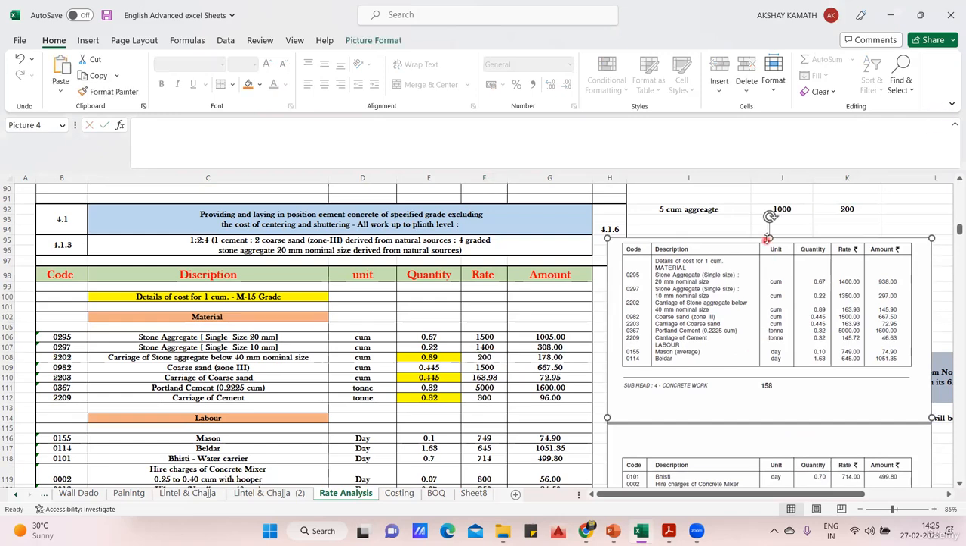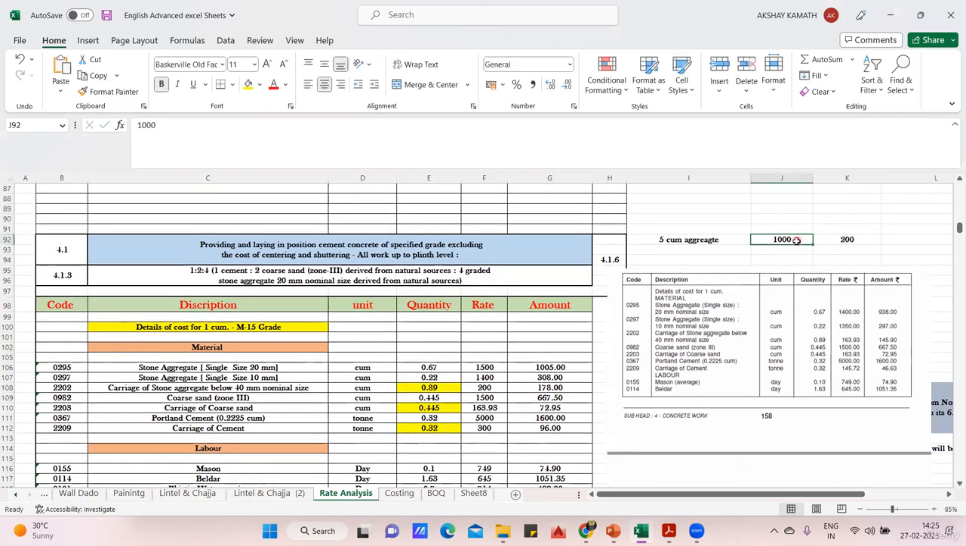Now maybe in your place, instead of 1,000 rupees, someone is charging you 1,400 rupees. No problem. According to that, you make this 1,400. 1,400 divided by 5, so 280, you input 280 here. Again, like I mentioned, it totally depends on your project.